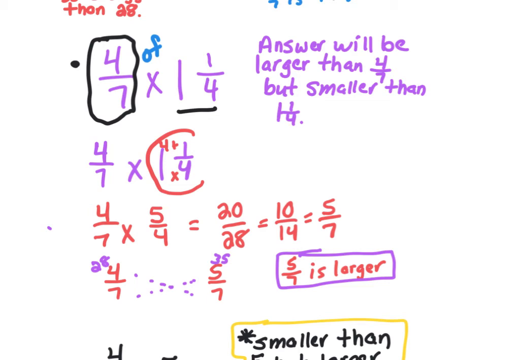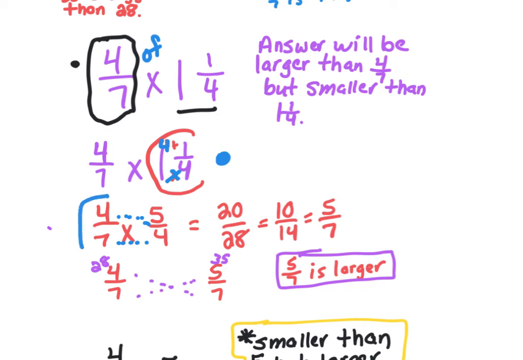4/7 times 1 1/4. Remember right here, you cannot multiply by a mixed number until you make it an improper fraction. So 4 times 1 is 4. 4 plus 1 is 5. So you really get 4/7 times 5 over 4. Did anybody notice what just happened? That's the one we really just worked. So 4 times 5 is 20. 7 times 4 is 28. That's going to equal 10 over 14. If I divide by 2 again, I get 5/7. So we're right back where we were a while ago.